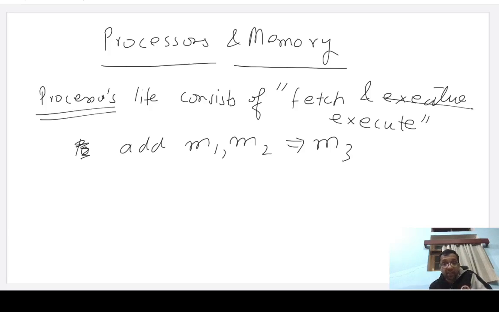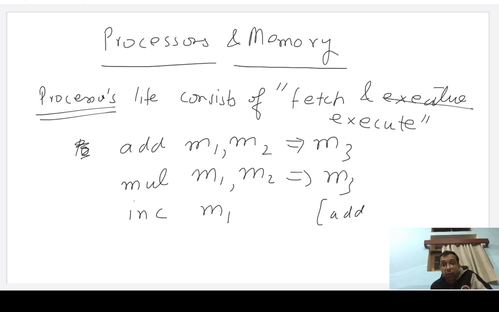instruction. Similarly, another instruction could be multiply the content of M1 with M2 and put it in M3. You can add, subtract, multiply, divide. You can say increment M1, which means add 1 to M1, I mean to the content of M1. Okay, so there are lots and lots of instructions like this, and the job of the processor is to execute instructions one after the other.